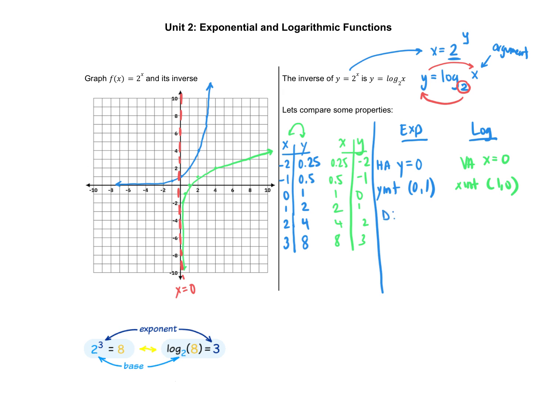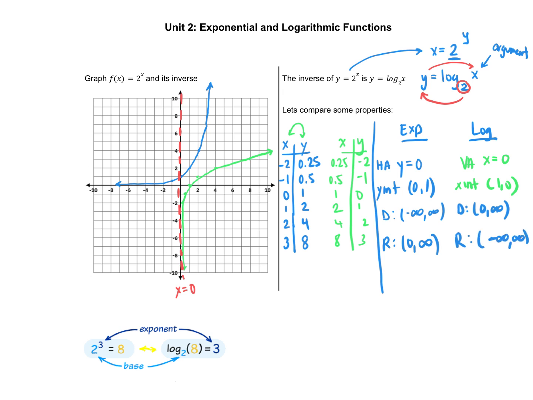And let's also compare the domain and range. So the exponential has the domain of negative infinity to infinity, and a range of 0 to infinity because of that asymptote, whereas the logarithmic, its domain is 0 to infinity, and the range is negative infinity to infinity. So they kind of did a swap.